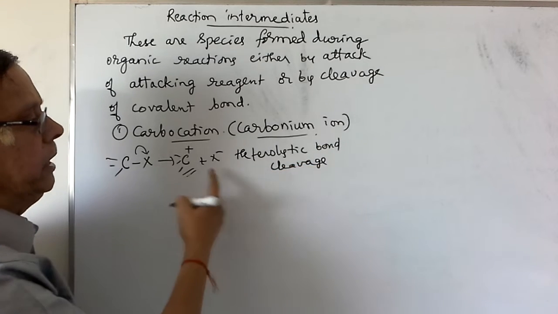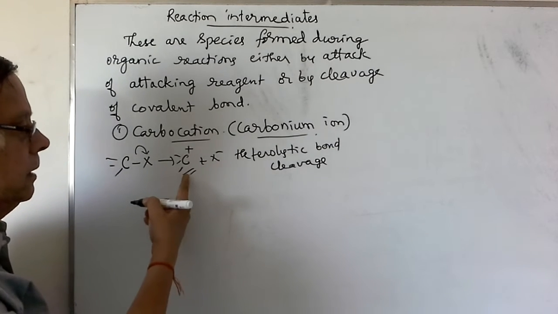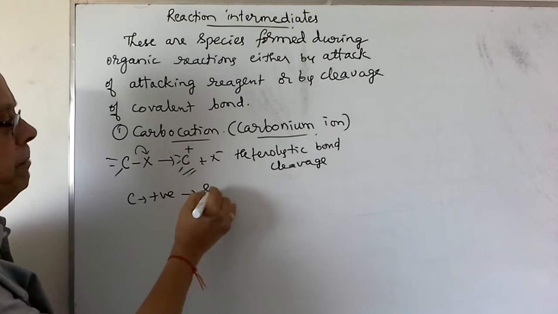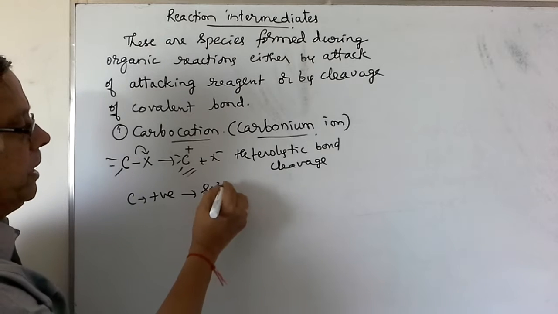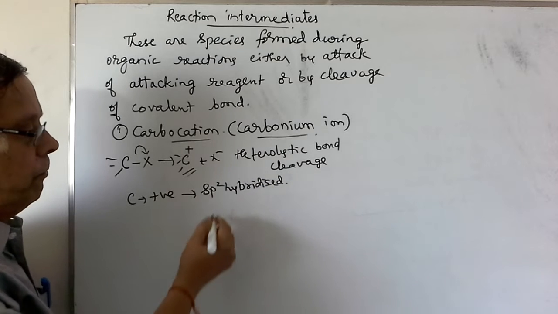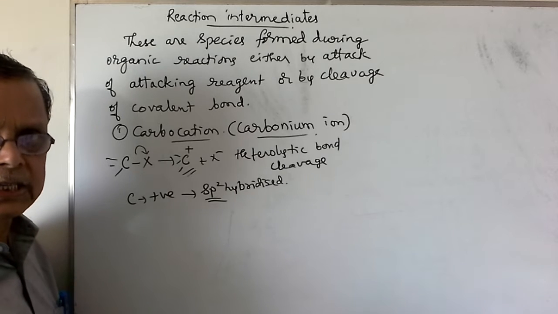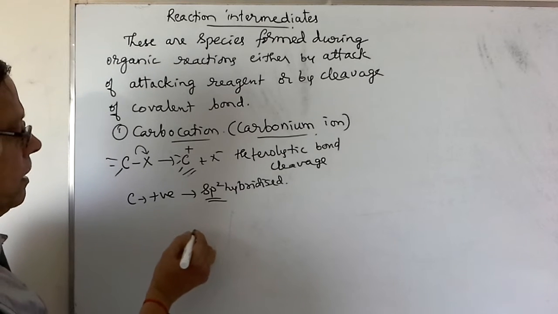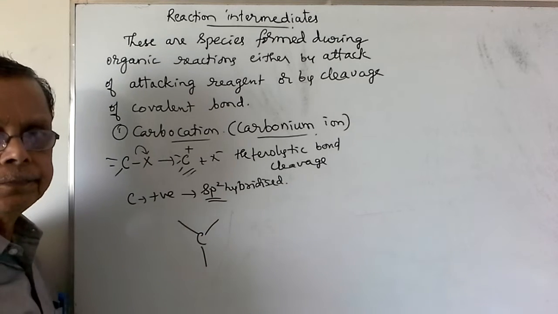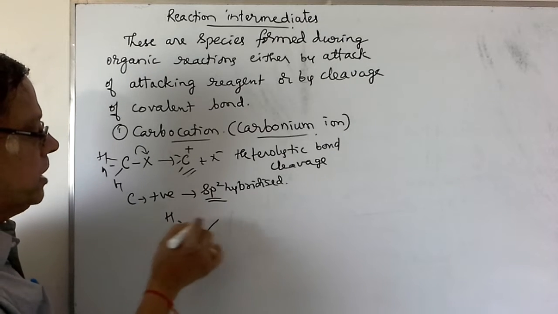Here the more electronegative element will take up the electron pair and hence the carbon becomes electron deficient. This carbon atom carrying the positive charge is actually sp2 hybridized. We know when sp2 hybridized carbon is present, it has a planar structure. So this carbon atom carrying the positive charge will have three covalent bonds in one plane. Assume that this is hydrogen, this is hydrogen, this is also hydrogen. Then we have three hydrogen atoms in the plane.